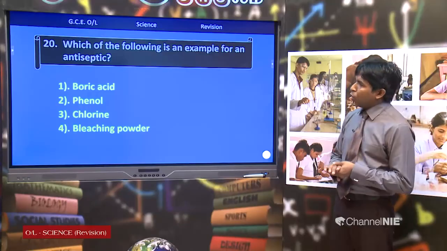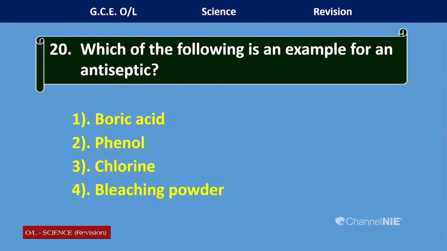Question number 20, which of the following is an example of an antiseptic? So, what are antiseptics? There are 3 types of these chemicals we use in our day to day life: antibiotics, antiseptics and disinfectants. Antibiotics can be taken orally, disinfectants we mostly use for non-living surfaces, and antiseptics mostly for living surfaces. These days antiseptics and disinfectants are very popular because of COVID-19. Most widely we use alcohol or ethyl alcohol, but in your syllabus they have given some other chemicals.